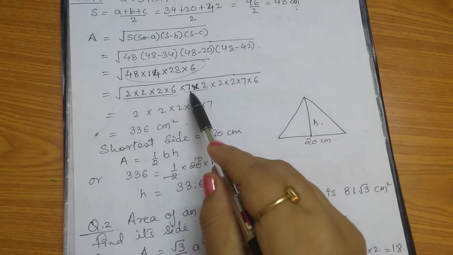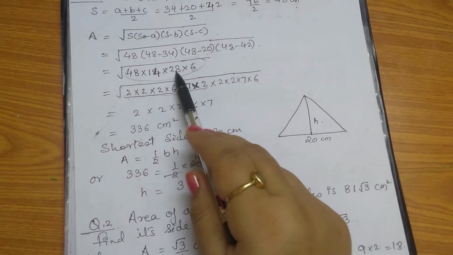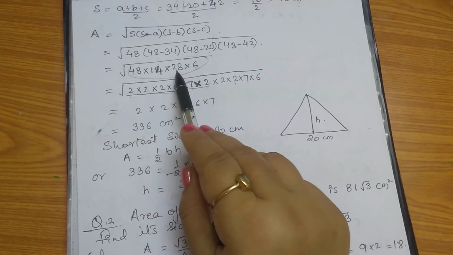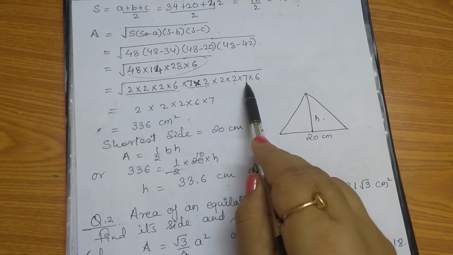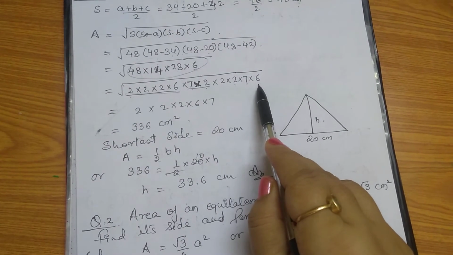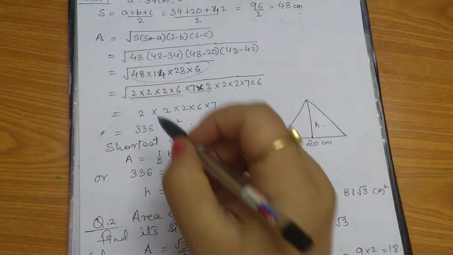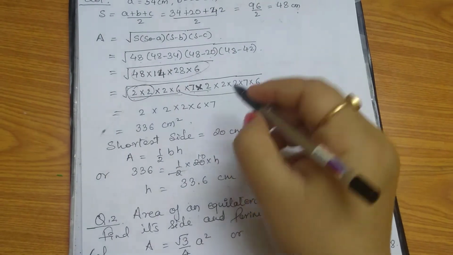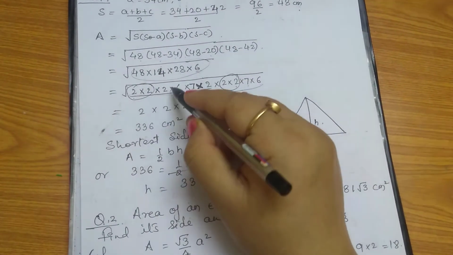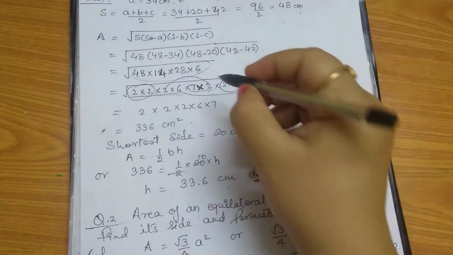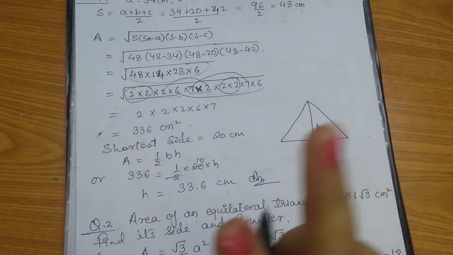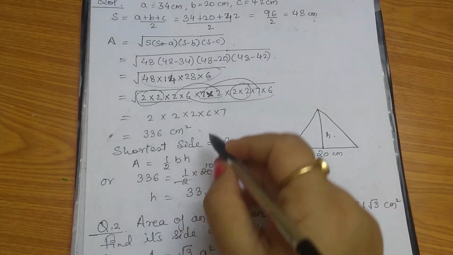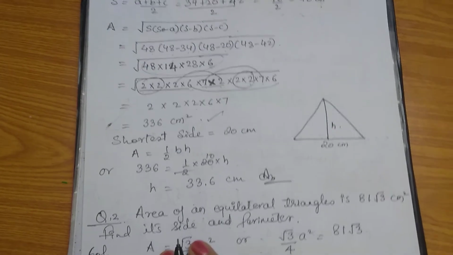Similarly 14 can be written as 7 into 2 and 28 can be written as 2 into 2 into 7. Now to find the square root you have to find the pairs: first the pair of 6 and 6, then one pair of 2, another pair of 2, and one pair of 7. From two numbers one number comes out. So 2 into 2 into 2 into 6 into 7, multiply all the values. This is your area of the triangle, right?